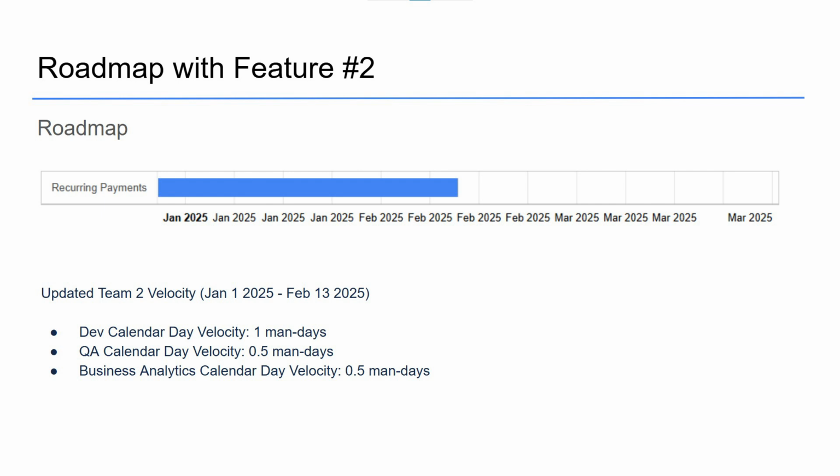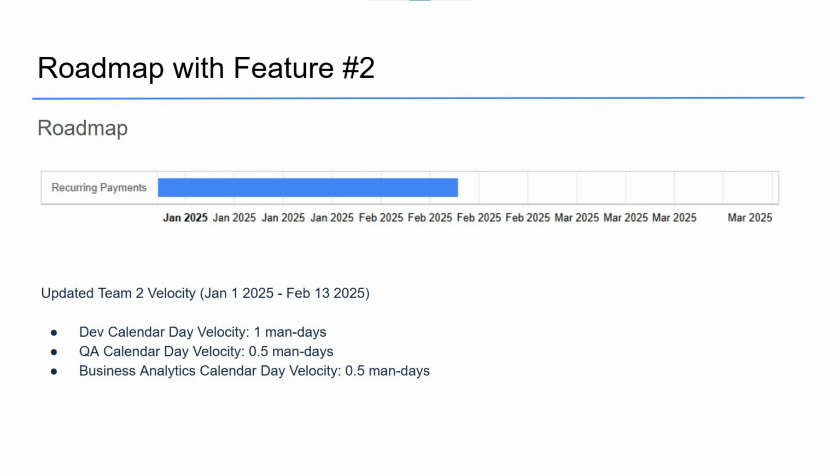Before we continue with the next feature, we need to adjust the velocity of the team to accommodate the new reality. In our case, we need to subtract the velocity of team number 2 by roughly 50% to accommodate its occupancy with feature number 2. After that update, we can see that it seems too low to even consider using team number 2 to implement any new features in parallel, because the efficiency will be extremely low.